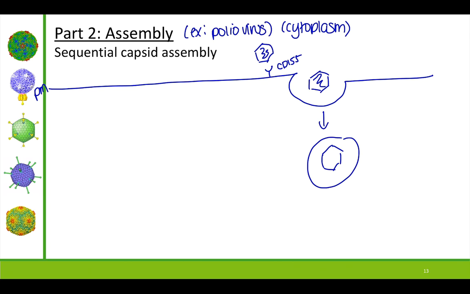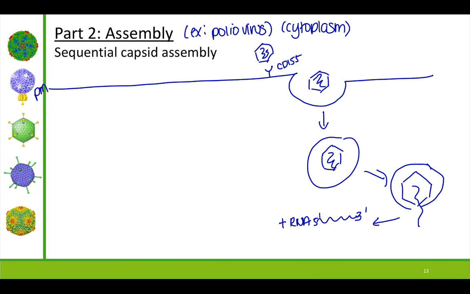It's going to form a pore. Let's go ahead and draw a pore here with the endosome after protons are pumped in and the pH drops, which is going to cause release of its genetic information. So now we have our positive RNA genome. That positive RNA genome can be translated to make protein. Some of those proteins are going to be the capsid protein, so they make up those asymmetric units.